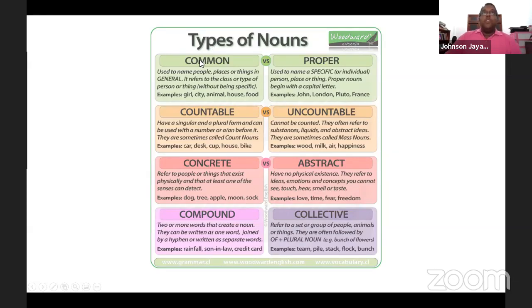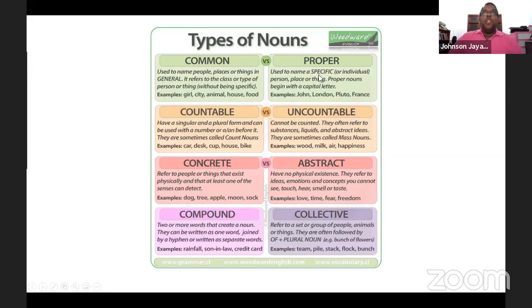Right, so we first of all have something called common nouns, used to name people, places, or things in general. It refers to the class or type of person or thing without being specific. So what do you mean? Common nouns are basically the common names that we give to things around us, or people. For example, girl, city, animal, house, food, these are the general names that we use for common nouns that we see around.